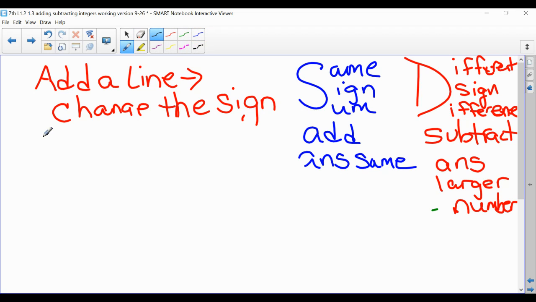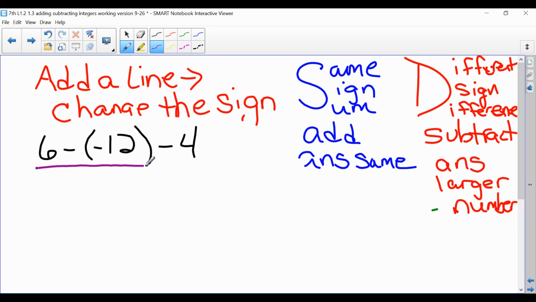Okay, 6 minus -12 minus 4. So again, we take a look at our first problem here, 6 minus -12. I can add a line, change the sign. Now it says 6 plus 12. 6 plus 12, same sign, sum. So that is 18. Answer stays the same.